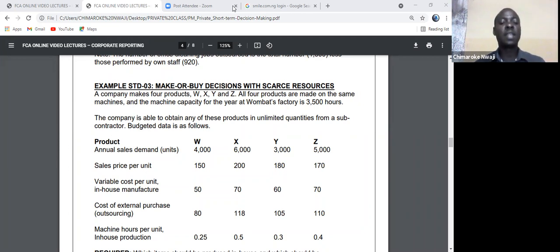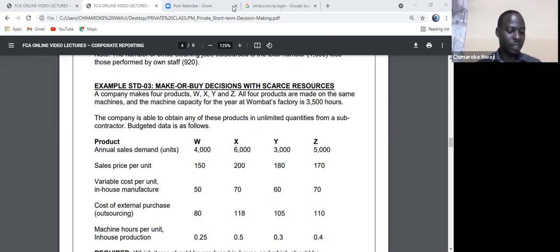In-house, it means that for every 1 unit of W, it's going to spend 0.25 hours. 0.25 hours is like 15 minutes. So it's just like saying 15 minutes. All right. Now, for any X it is producing, is spending, did I say 0.25? Yes, it's 15 minutes.